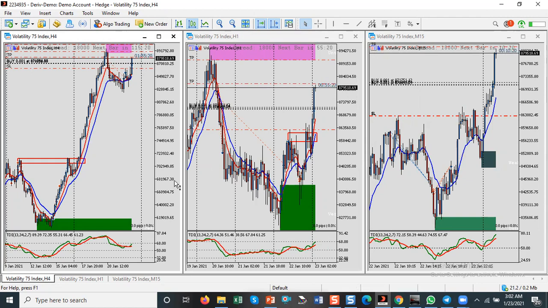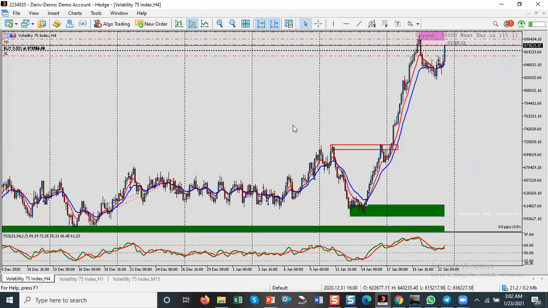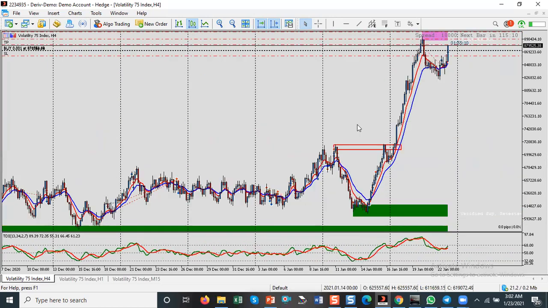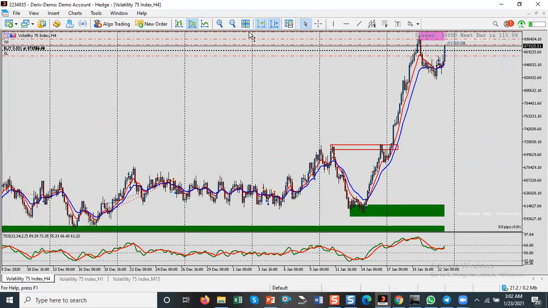On the 4-hour time frame, this is what I do. If a zone is created, maybe like this demand zone, and is retested, I'll prepare to take my entry.